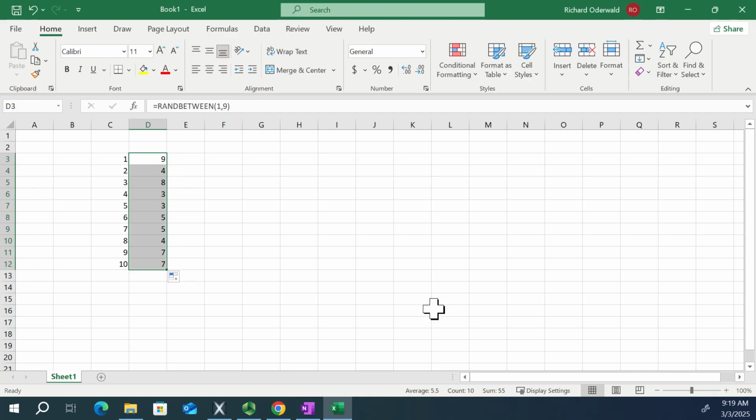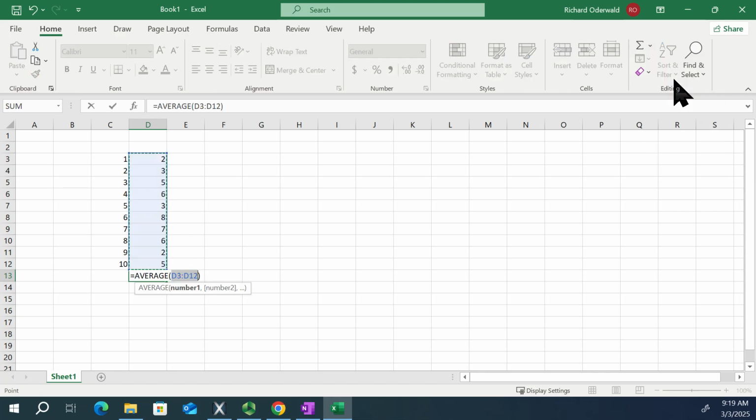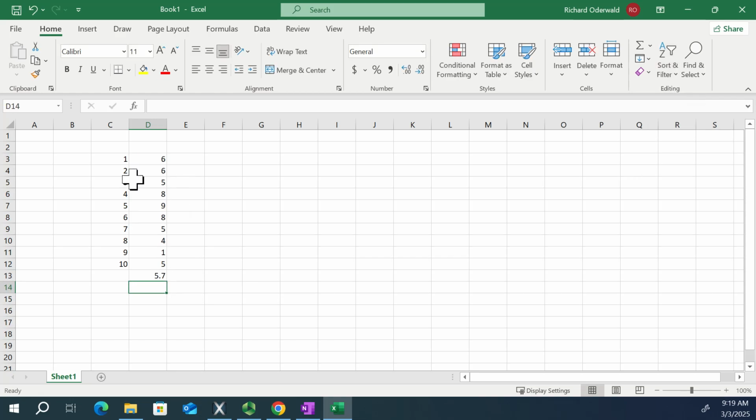What happens when I average these numbers? And every time I do something here, it's going to change the sample. Every time you do something. And I'm going to calculate the average. And I'm going to cheat on this one and use the automatic command. Or you can type in equals average and mark those numbers.